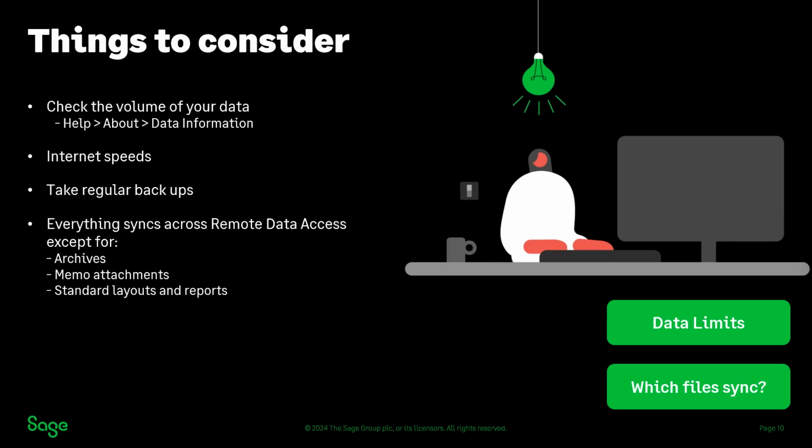Okay, so things to consider before setting up remote data access. You want to check the size of your data. You can do this by going to Help, then About, then under Data Information, which I think is in the middle of the screen, you want to check the number of splits that you have. The number of splits are transactions that you have in the transactions module. Every transaction you have in the transactions module is one split.